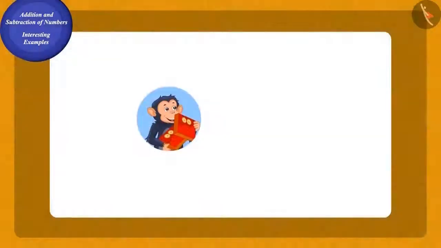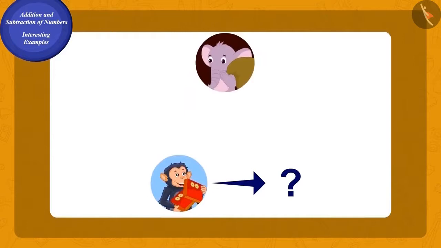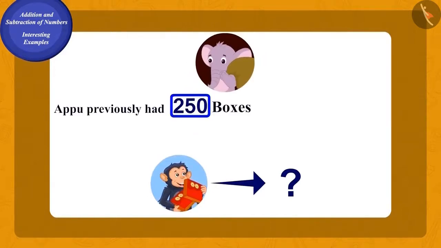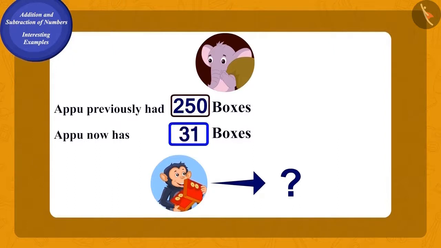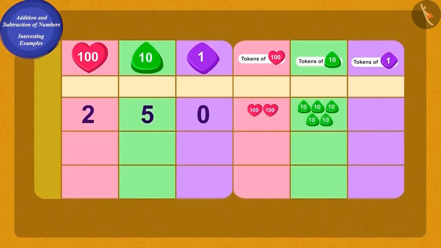How do we find out the number of boxes the monkeys had taken? We need to subtract the number of boxes Appu was carrying with him from the number of boxes left with Appu. We will write 250 and 31 using 100, 10 and 1-digit places in the place value chart. Is this correct, children?